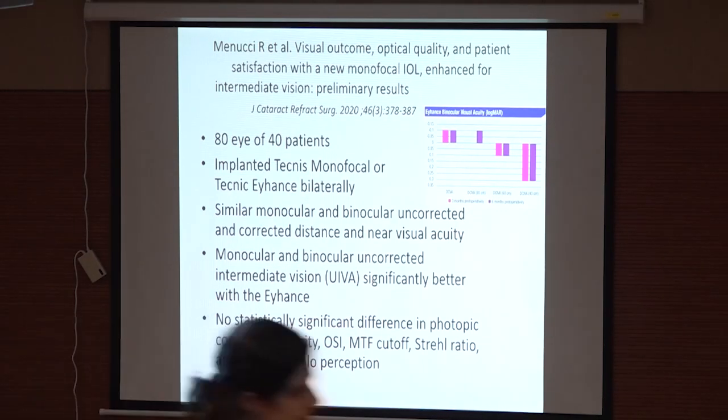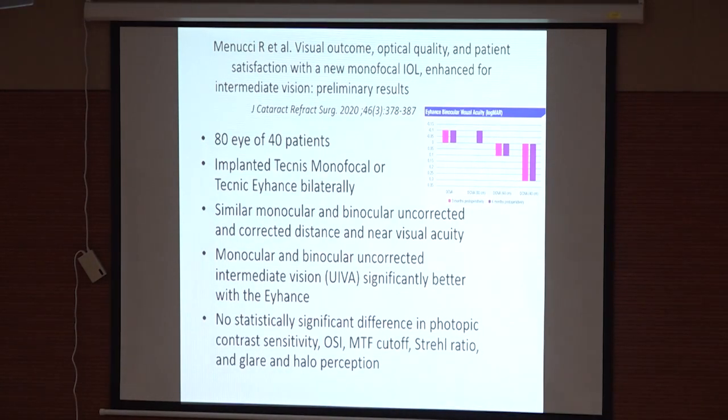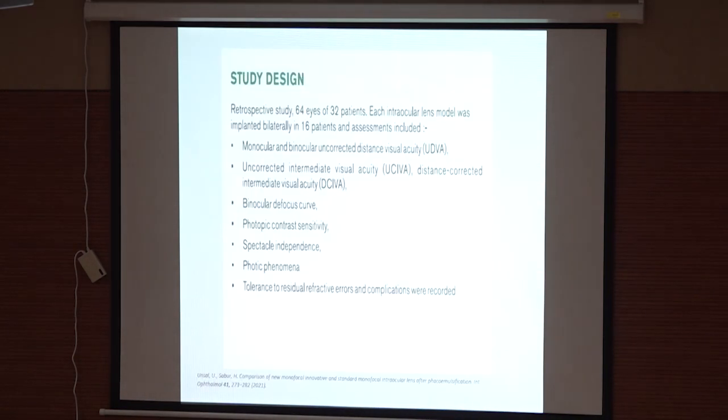And here is a study of about 80 eyes, and they observed that uncorrected and corrected distance and near visual acuity was similar between the Technis monofocal and the Eyhance. But monocular and binocular uncorrected intermediate vision was significantly better with the Eyhance. And they had no difference between them as far as some of those issues that I had already discussed.